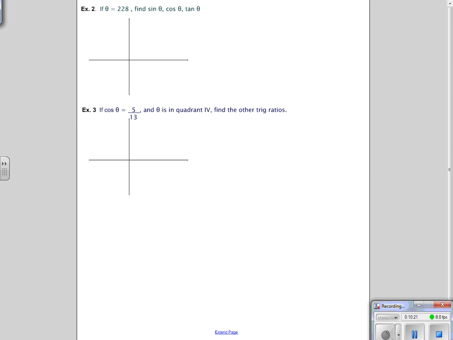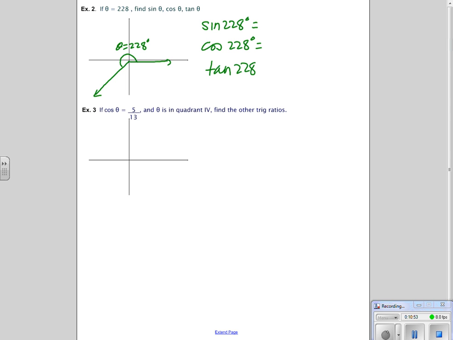Second one, if theta equals 228 degrees, find sine theta, cos theta, tan theta. So our initial arm, our angle of rotation is 228 degrees. So approximately there is my terminal arm. Theta is 228 degrees. So sine of 228 degrees, cos of 228 degrees, and tan of 228 degrees. We are expecting, based on our CAST rule, that the tangent will be the only positive one in this quadrant.